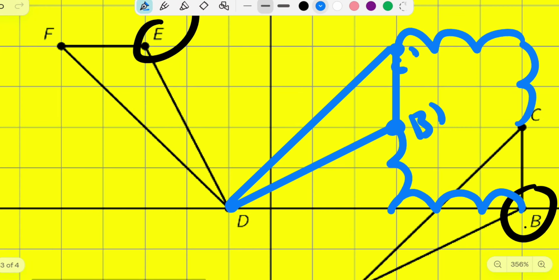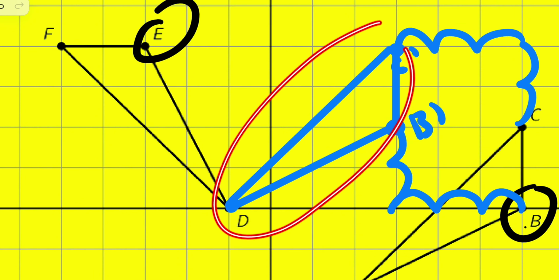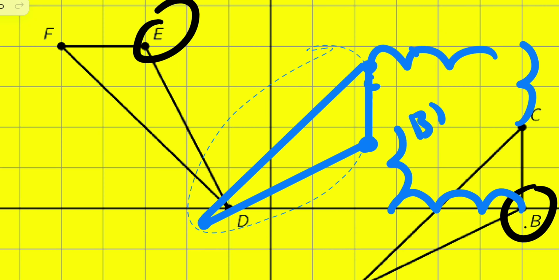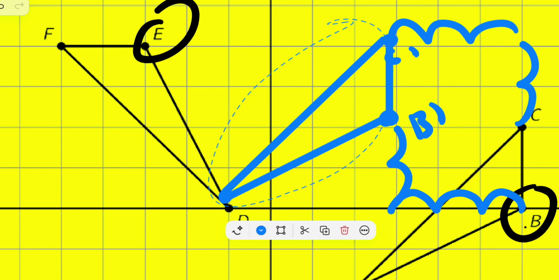So I went ahead and plotted that, and that's what this looks like. Now, I want you to notice that if we were to rotate this entire triangle, we could have it land right on top. But how are we going to do that? We're going to rotate. So I'm going to erase this part and select just this triangle.